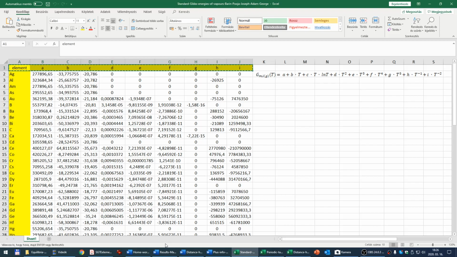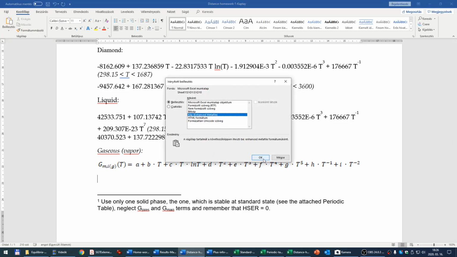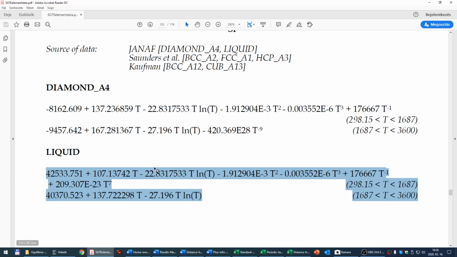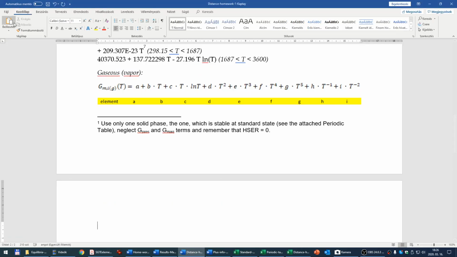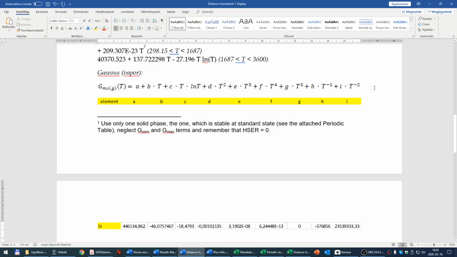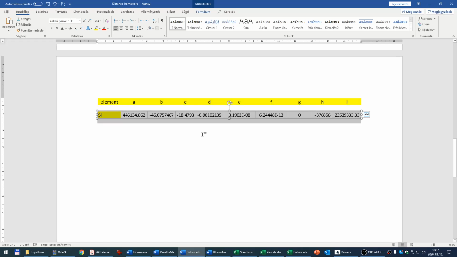First I copy the first line, but I do it as an enhanced meta file, and then I copy the values. Sorry, I copy the values for the silicon. This is silicon here. Okay, copy paste silicon values. I go back to my homework and then again copy it as enhanced meta file, not to make a mistake. And this I put like this, to make sure everything is more visible.